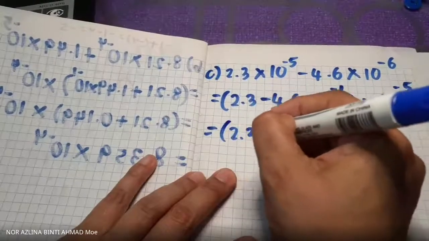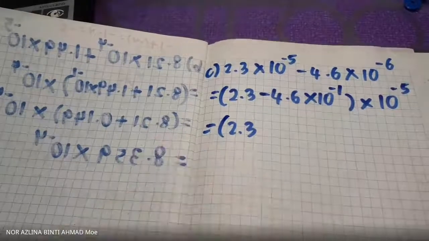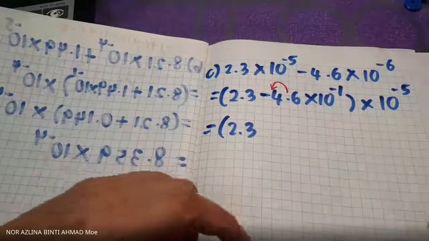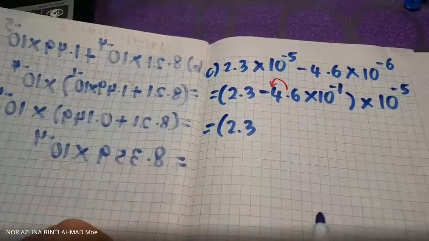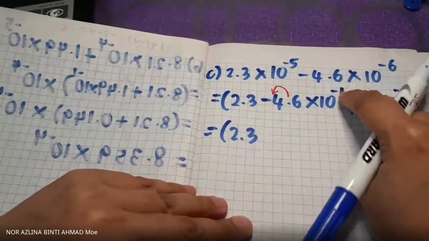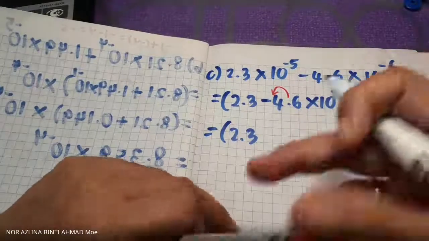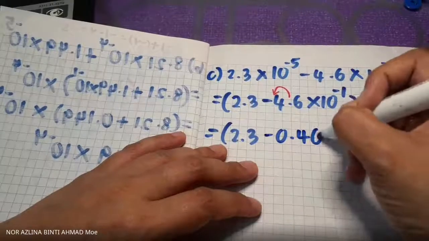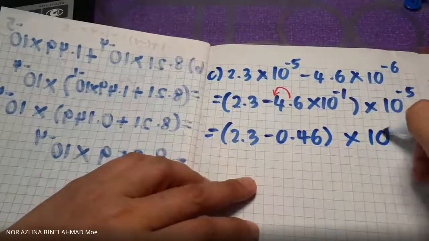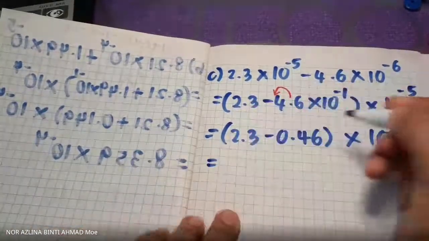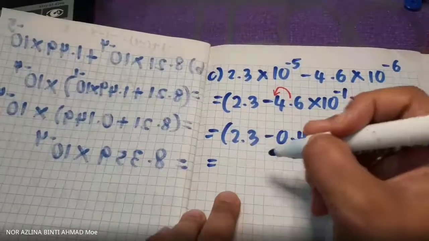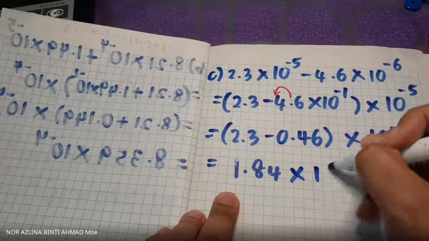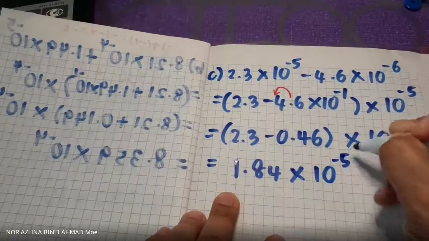4.6 times 10 to the power of negative 1. So we need to move the decimal number to the left, because times 10 to the power of negative 1. So bring to the left, so become 0.46. So multiply 10 to the power of negative 5. Final answer you will get 1.84 times 10 to the power of negative 5.